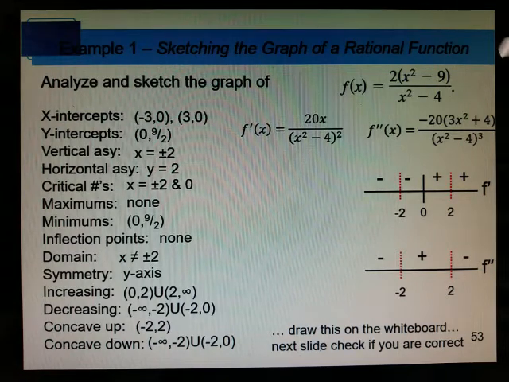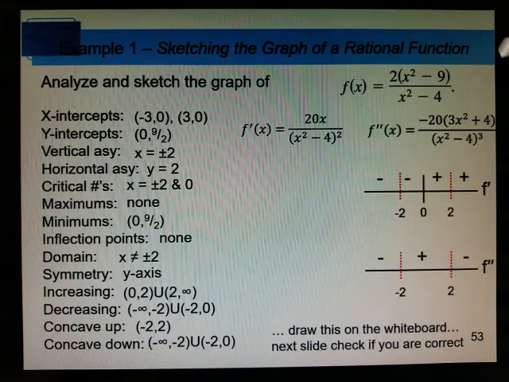So I don't have a whiteboard, so give me just a second. So we had no maximums. We had a minimum at 0, 9/2. So this is a minimum. We have an asymptote at x equals negative 2 and at x equals positive 2. You have a horizontal asymptote at y equals positive 2. All right, first part here is decreasing. A minimum. And just a second here, guys. Sorry about that. I should have grabbed a board.